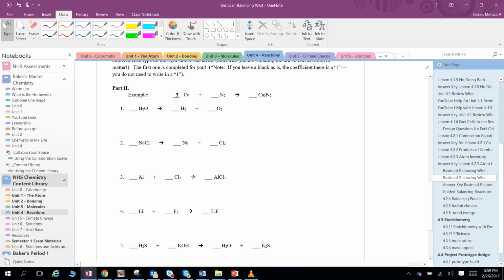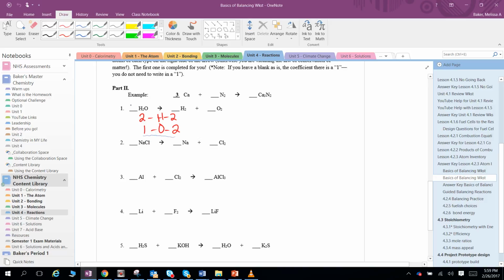Now let's do some actual balancing. It's still nice to start with an atom inventory. So for the first one, we've seen this many times. Maybe we don't need to do an atom inventory, but like I said, it's still nice. 2 hydrogens on each side, 1 oxygen on the left, 2 on the right. Uh-oh, we got to do something here. So I notice my oxygens are off.